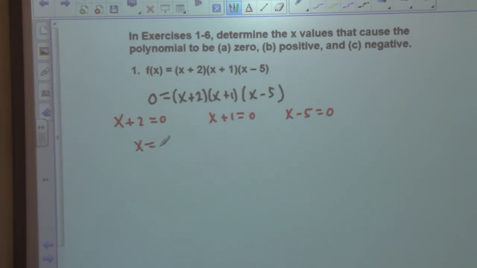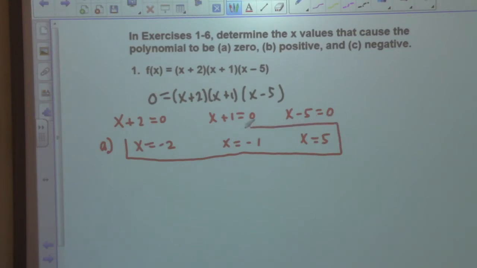So x equals -2, Elizabeth says. X equals -1. X equals 5. So is that going to be your answer to part A? Yes, A, right? Okay. So that's part A. What about parts B and C?